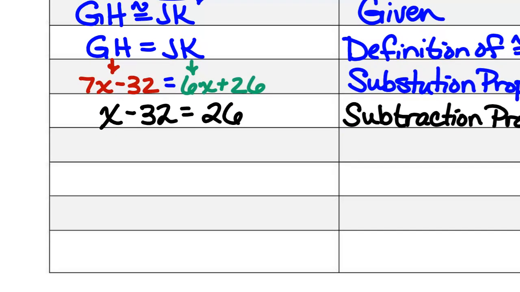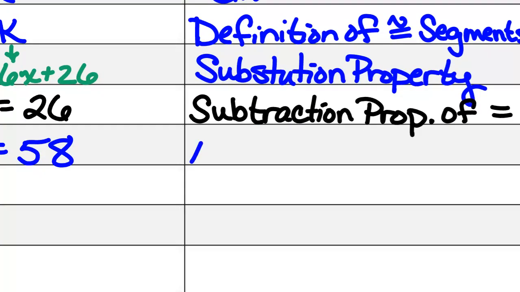What else would I need to do here to get x all by itself? Add 32 to both sides. So on the left, I would have just an x left. What would I have on the right? 58. What did we just use to be able to say that? The addition property of equality.